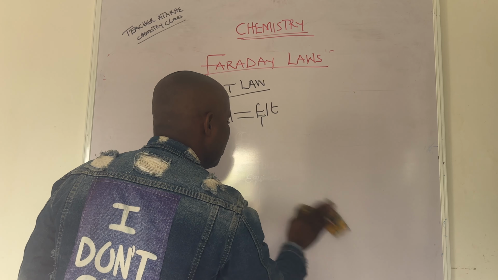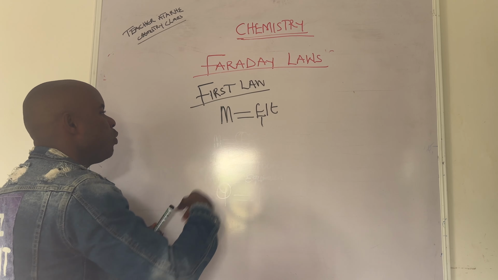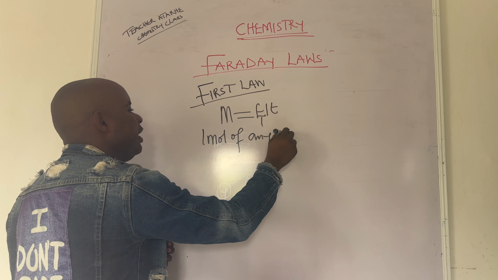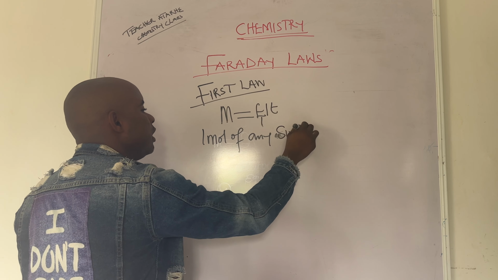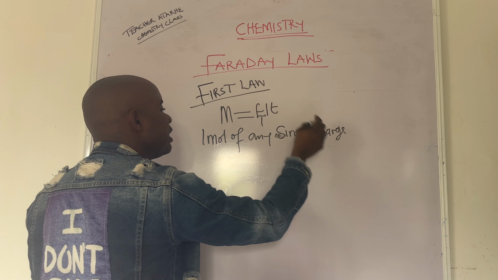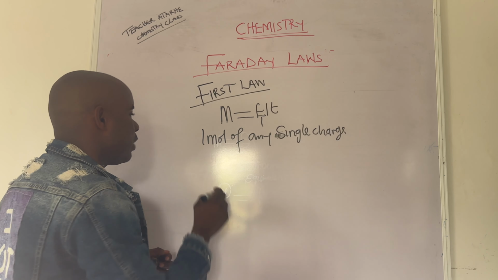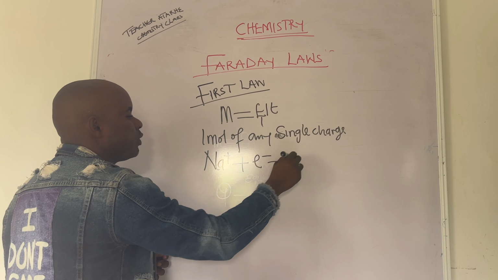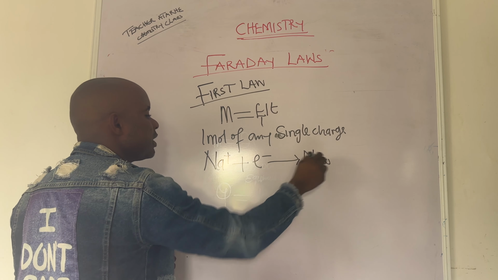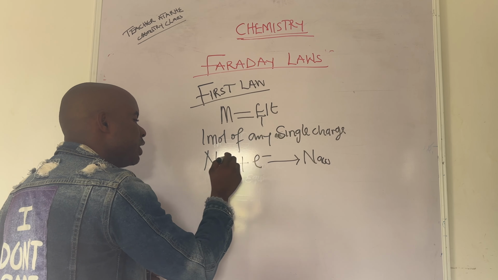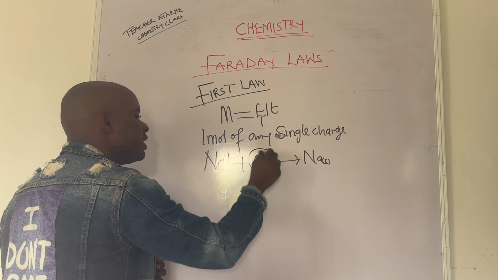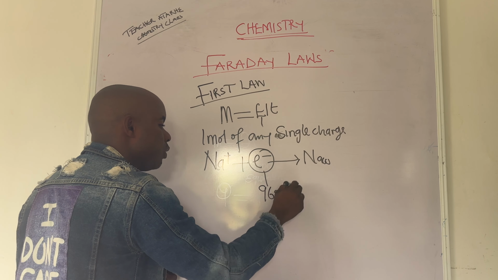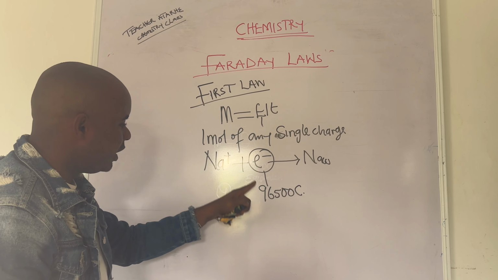The Faraday constant is the quantity of current needed to liberate 1 mole of any ion with a single charge. A very good example is the group 1 elements. Let's use sodium, which acquires 1 electron to give metallic sodium. The quantity of current needed to liberate 1 mole of sodium is approximately 96500 coulombs.